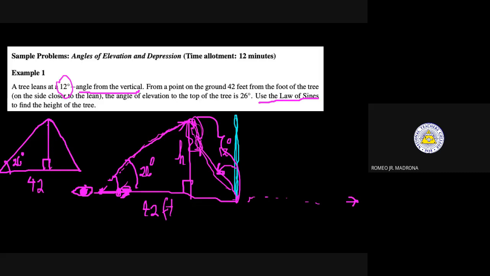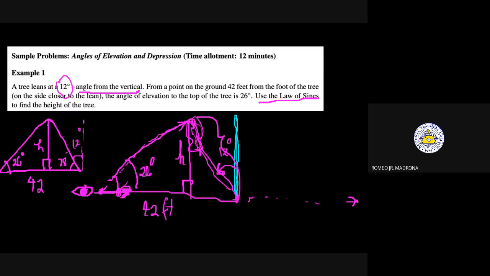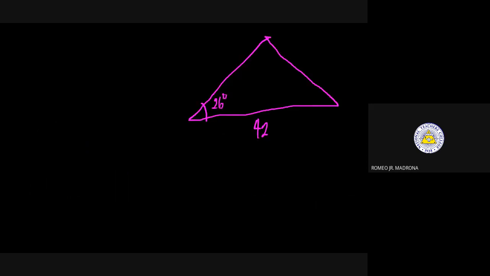So, 42 feet, ito. Ano pa ba? Ito ay 12. So, if this is 12, this is what? 90, that's 78. Tama, class? Yeah, 78. So, therefore, we can now solve for this. Sir, paano natin yan isosolve? Sige, i-drawing uli natin. 42 ito. Ito ay 26. Ito naman ay 78. Tama ba? 78. And ito, malamang makukuha natin to.